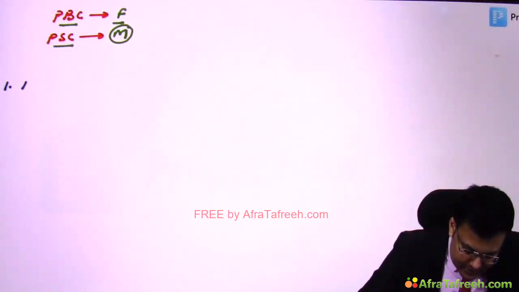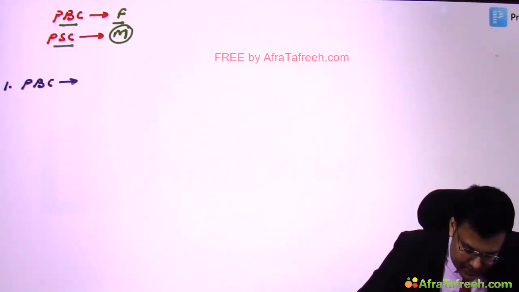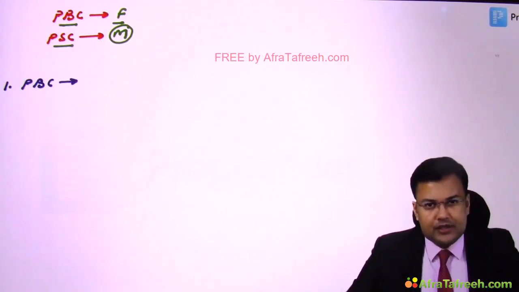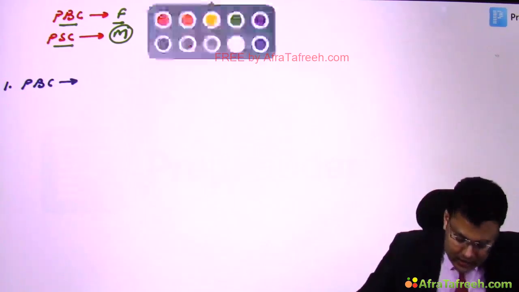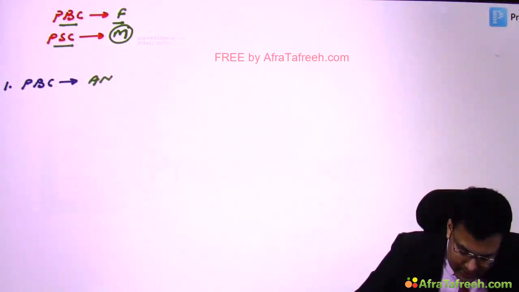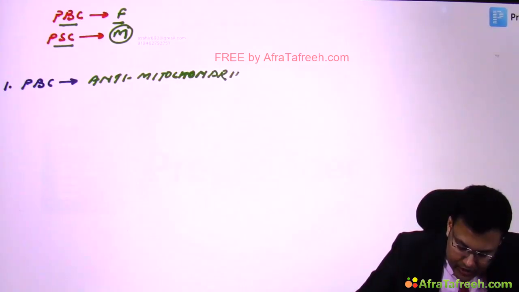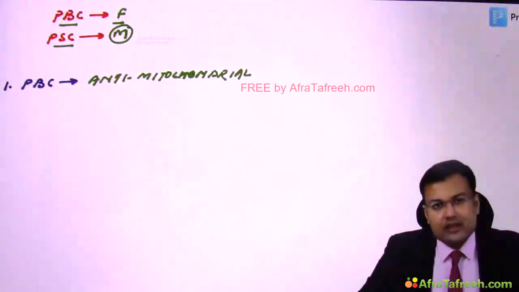First, we discussed primary biliary cirrhosis. You know the important feature of autoimmune disorders, that autoimmune disorders are associated with autoantibodies, right? So primary biliary cirrhosis is associated with which autoantibody? It's associated with anti-mitochondrial autoantibody. Second is Graves' disease.